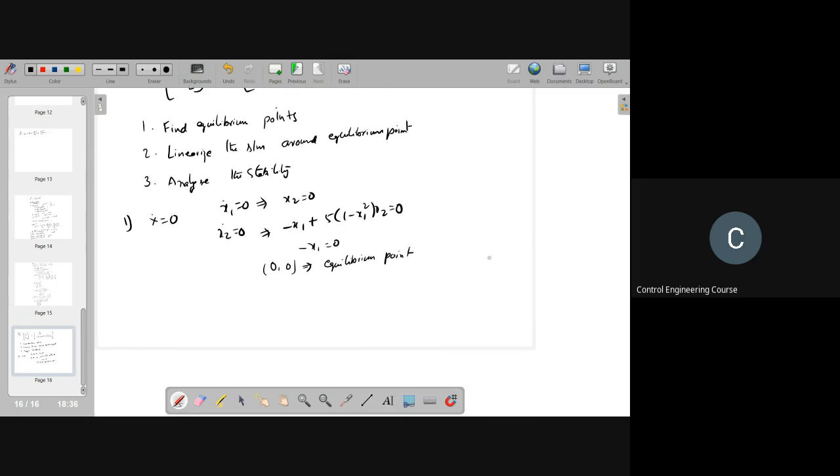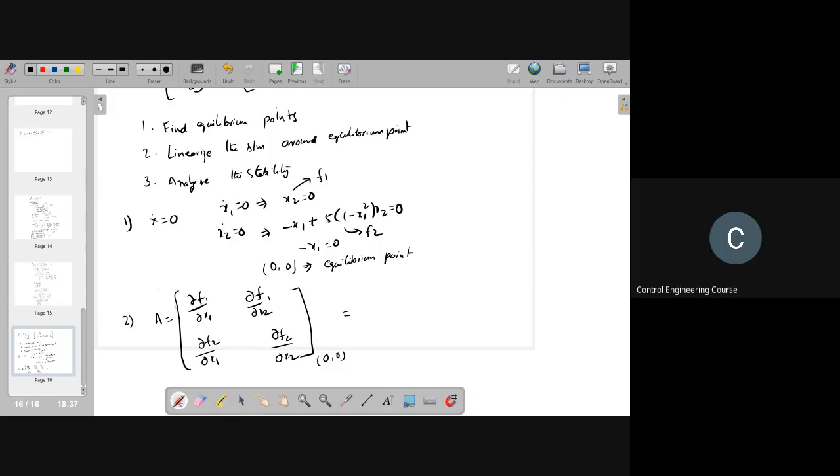That implies, therefore, 0, 0 is the equilibrium point. Now the second one, linearize the system around the equilibrium point. That means your A matrix here in this case is dou f1 by dou x1, dou f1 by dou x2, let's say this is f1 and f2, that means this is function f1 and this is function f2, and dou f2 by dou x1, dou f2 by dou x2. And you need to find this at 0, 0, the equilibrium point.